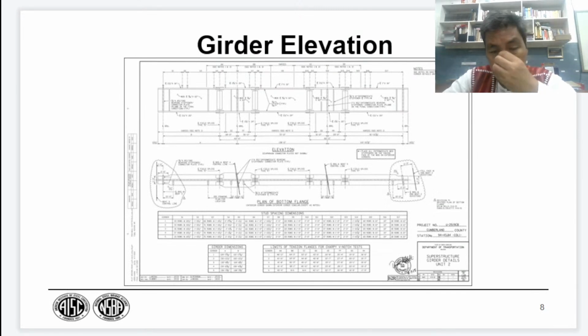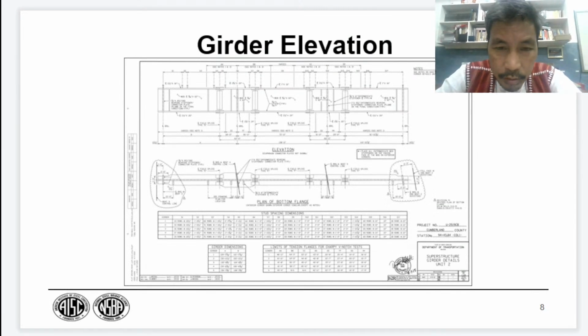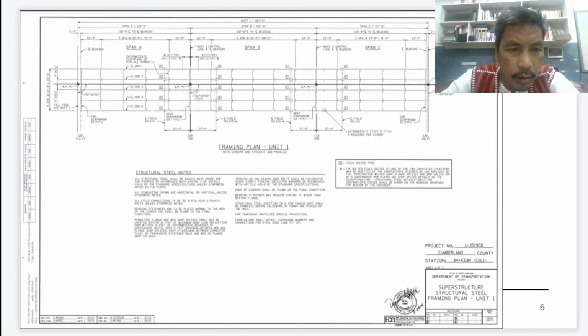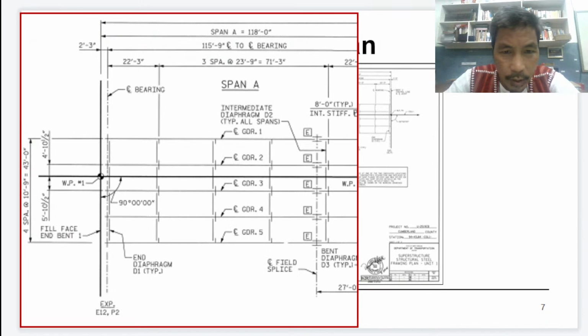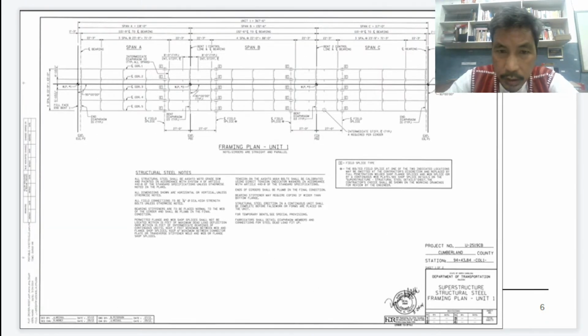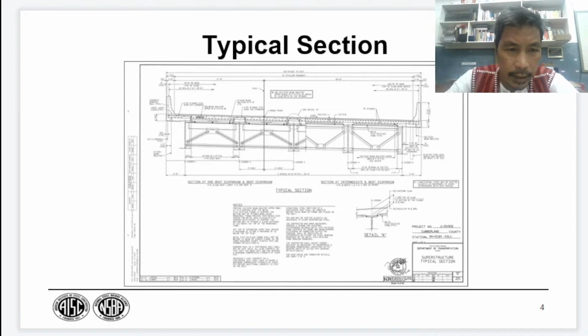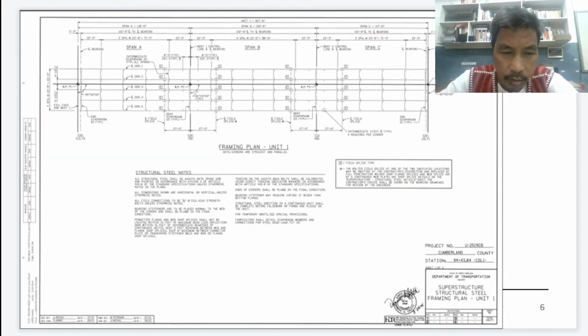So number 4, girder elevation. At what height must we put the girder? What is the height for the installation of the girder? So let us, I think we skip this. We have to go back to this framing plan. Yes, framing plan.